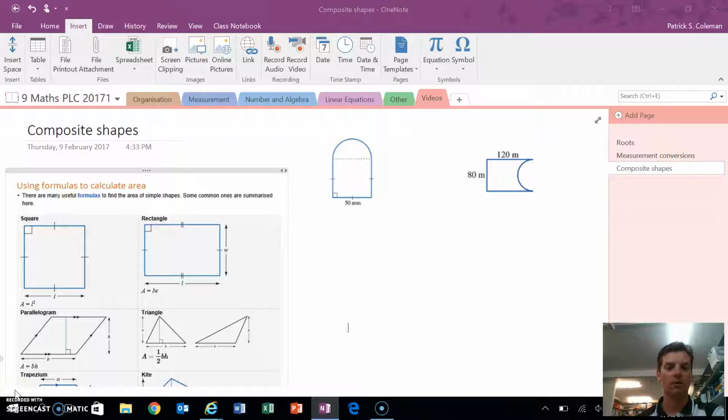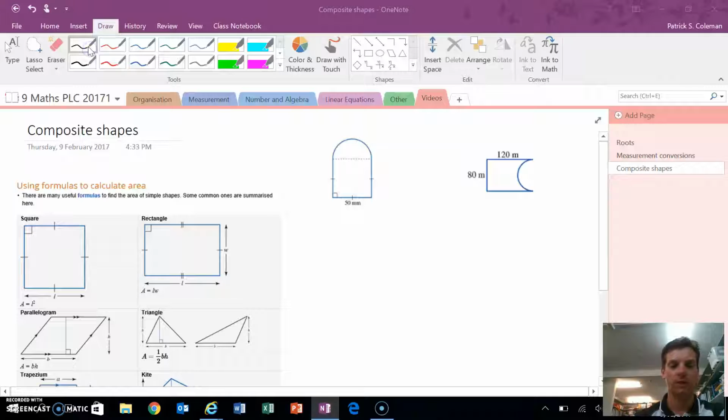Okay, we're going to start looking at composite shapes here. So to start with, the easiest way to do this when we've got this particular shape is to divide it into two parts. So we're going to solve the area for shape 1 and the area for shape 2.